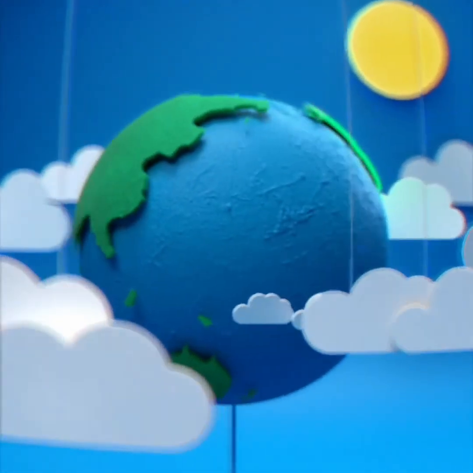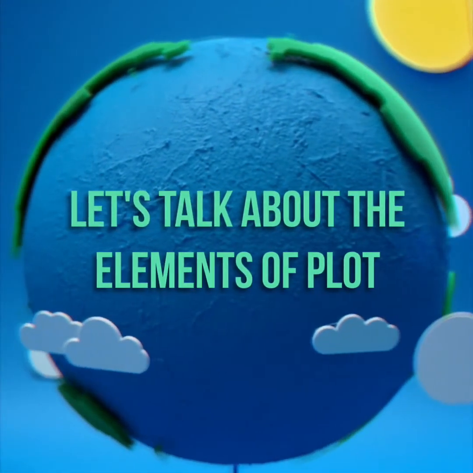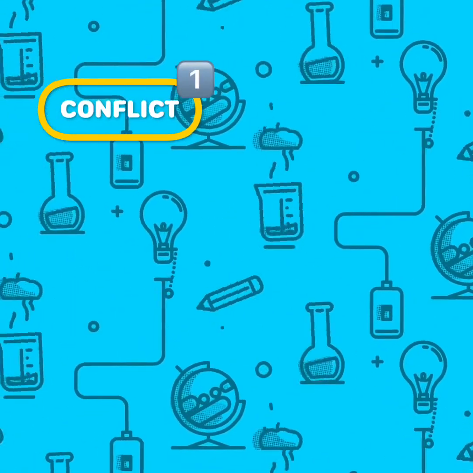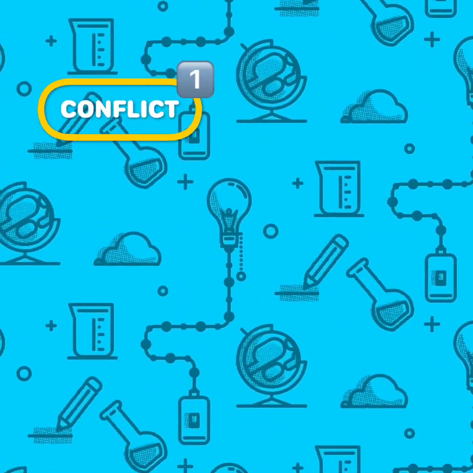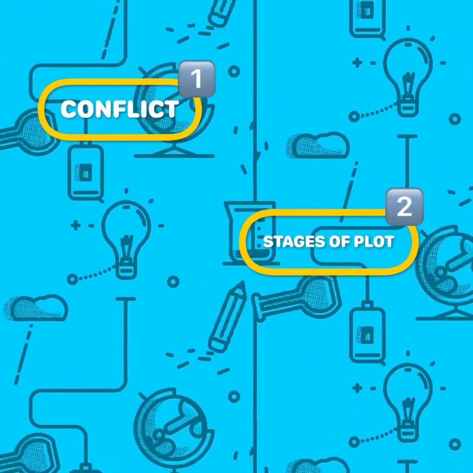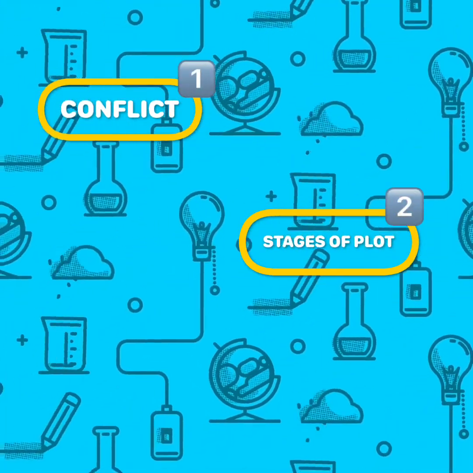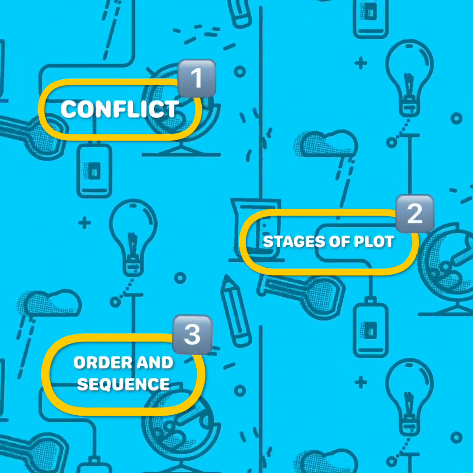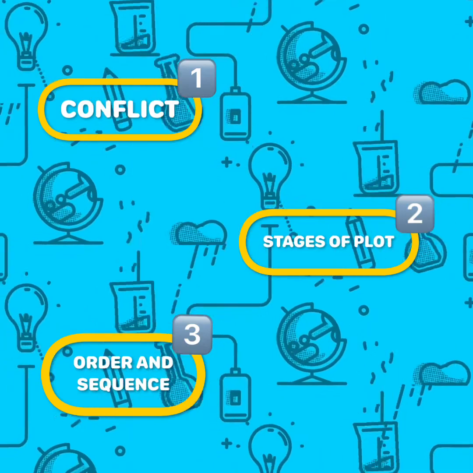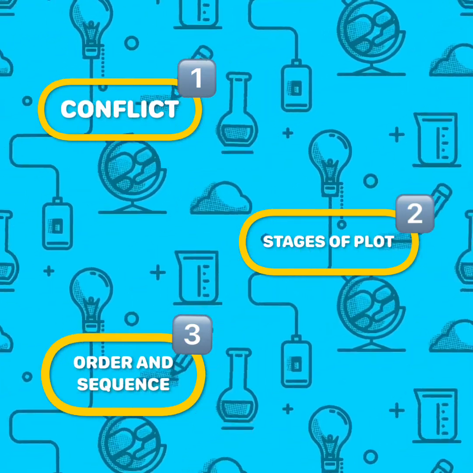Okay, without further ado, let's talk about the elements of plot. There are three elements that I will talk about in this video. The first is conflict. The second is stages of plot. And the last is order and sequence. So let's start the first explanation about conflict.